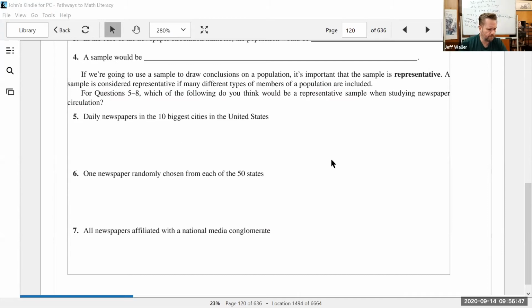Right? So all you need to do for this problem is list out some of the potential problems with the method they have picked. So this one has definite problems. This one's better, but it still has problems. There's not enough papers from each state chosen, right?